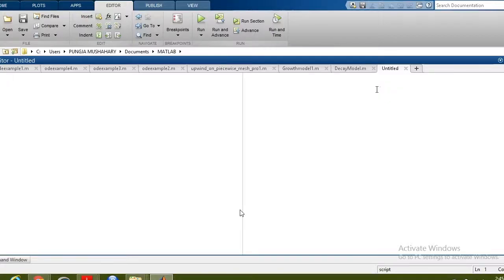So here we will discuss the exponential growth model. We will consider the growth model in population growth, that means how the population is growing and at what rate. We will try to see how the model is formulated into a differential equation and how we can solve it when the initial value is given.